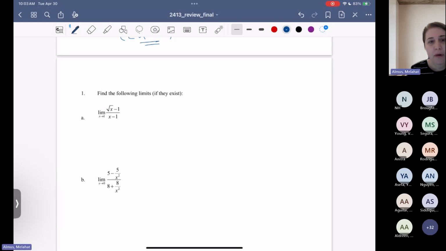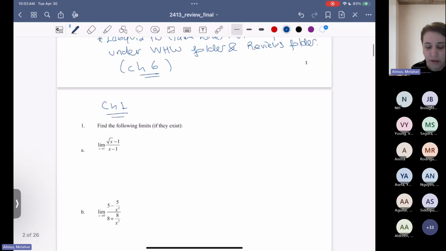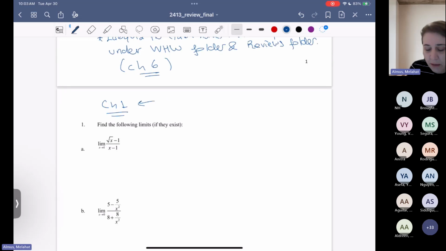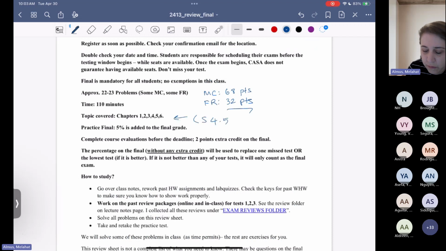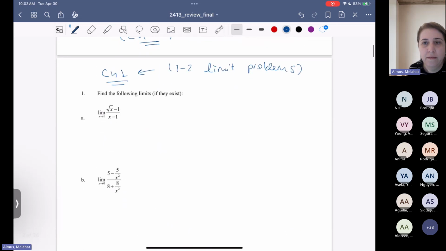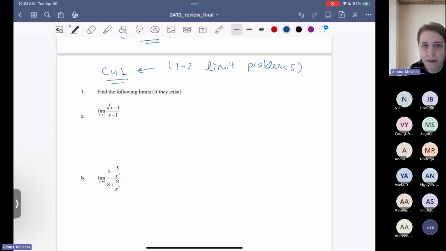All right, the first problem is a limit question from chapter 1. I should say this, all chapters are included, but from chapter 1, there will be maybe 1 or 2 limit problems. So chapter 1 is very light on the final. Plus, I should also add here that section 4.5, which is hyperbolics, is not on the final. Remember, we excluded that from the corresponding test. Similarly, we are not going to ask any sinh, cosh problems on the final, okay?